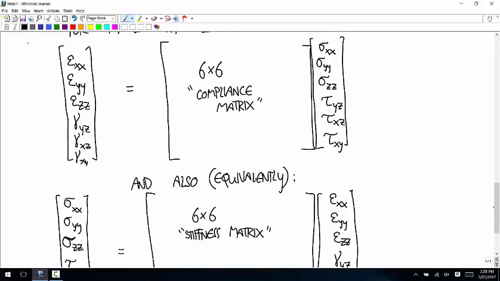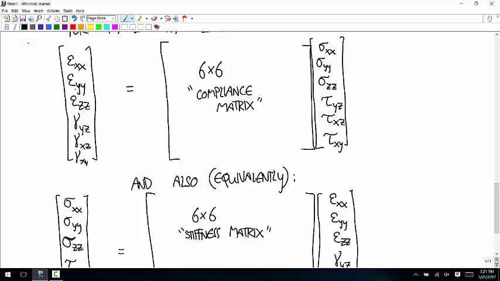Here's something you can use to make sense of the answers you get. Why are they called the compliance matrix and the stiffness matrix? You can think of this as a measure of how easy it is to stretch or deform a material. The values here are going to be big if the material is really easy to deform. It has a high compliance. This one is the inverse of that. If you have a material that's really stiff, really hard to deform, then you're going to have big values here.